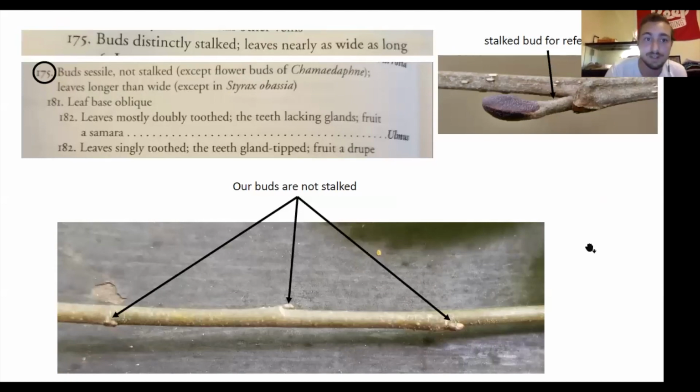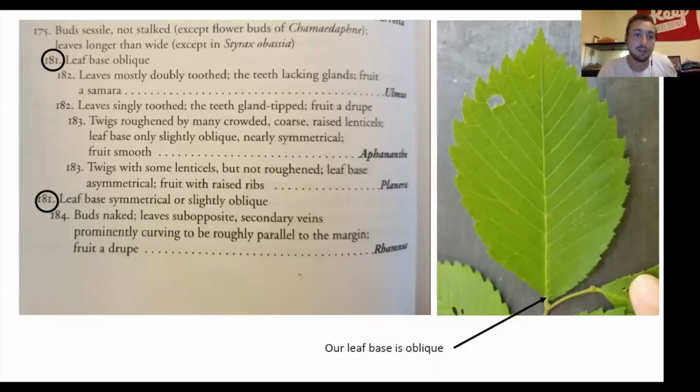So we choose 175B. And we go into, what does our leaf base look like? If it's oblique or symmetrical or slightly oblique. It is oblique. Most of our leaves are oblique, so we'll choose that first. 181. So you'll see that we're getting pretty close. It's right there.